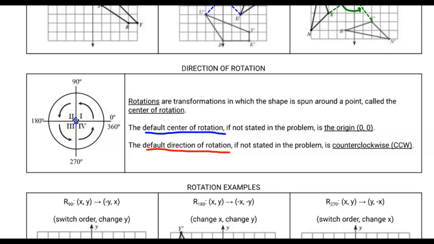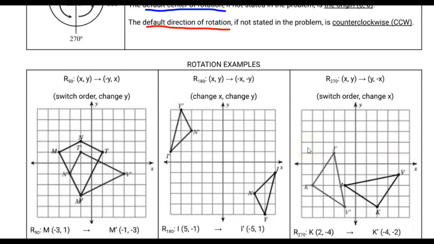So most of the time it'll say rotate this shape 90 degrees. You don't have to worry about where the center is. The center is going to be the origin and the direction is going to be counterclockwise. You'll only change these if it specifically states to change the center and the direction. Let's take a look at some examples.